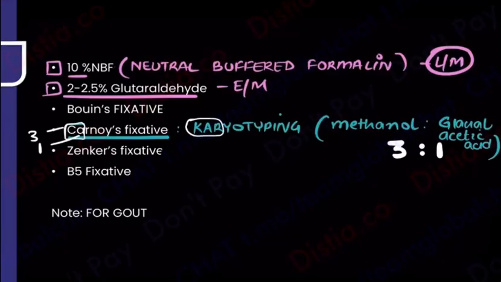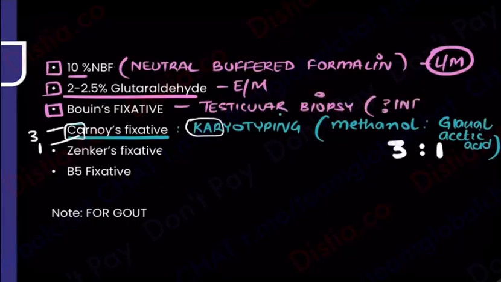Okay, where do you use Bowen's fixative? If you remember the testicular chapter I have taught you, this is used for testicular biopsies. This is used for testicular biopsy, and I also told you testicular biopsy if it has been done for a case of infertility. Because I want to ask you some questions, let's see how many of you remember this. What does Bowen's fixative contain?